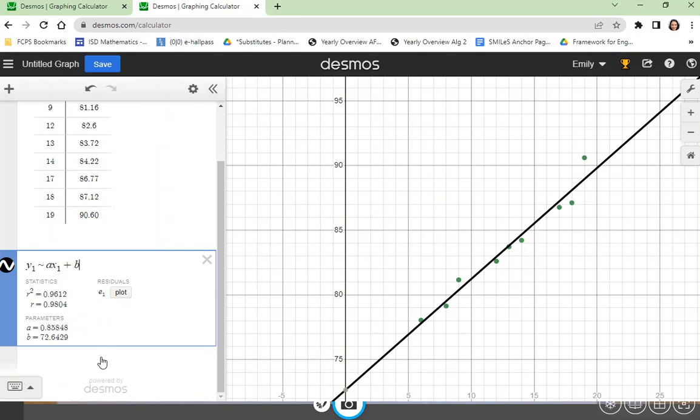My r squared is 0.961. Is that closer to 0 or closer to 1? Closer to 1, right? So it was not as good of an r squared as before, but it's still pretty good. All right, let's see how that looks on my paper.